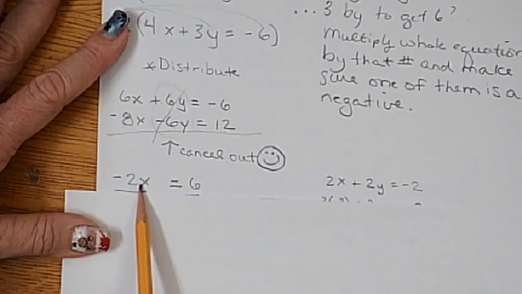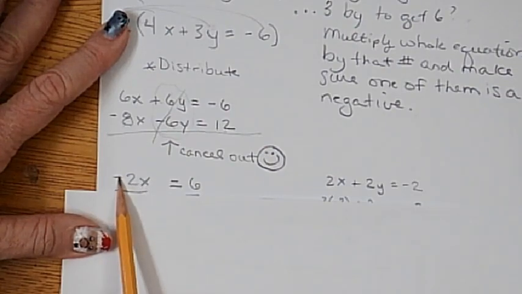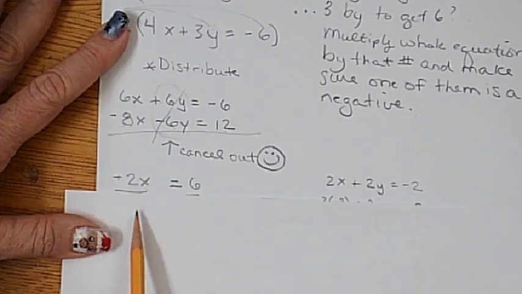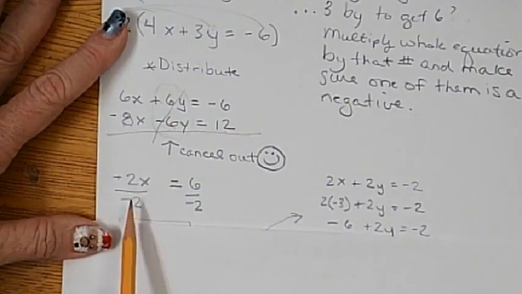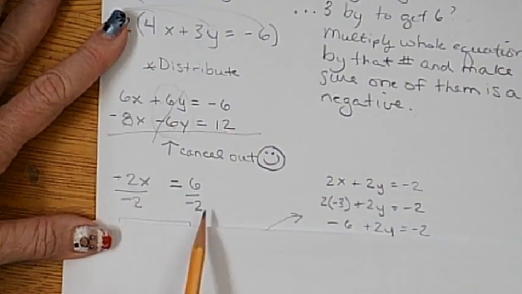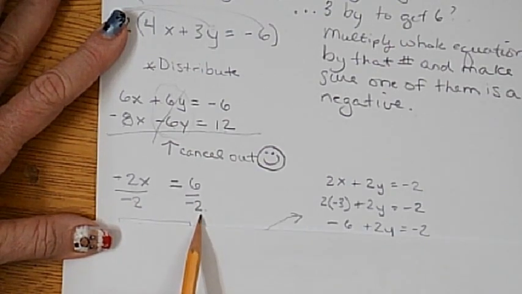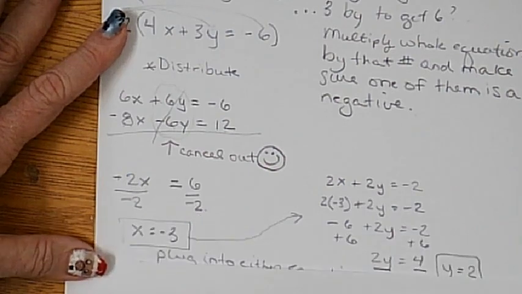So now to solve for x, I need to get rid of this negative 2. The opposite of a negative 2 times x would be to divide by a negative 2. So when I divide by a negative 2 here, what I do to one side, I've got to do to the other side. So 6 divided by a negative 2 would make a negative 3. Okay, so x is a negative 3.